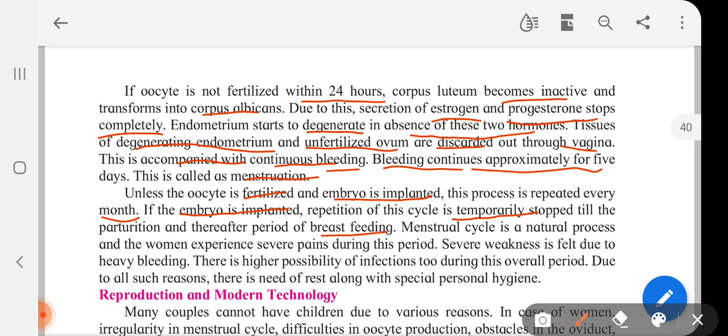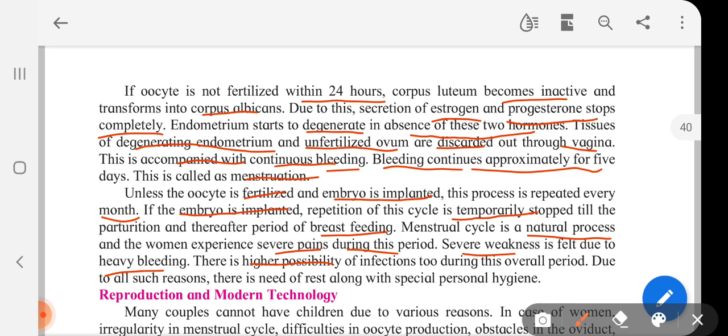The menstrual cycle is a natural process, and women experience severe pain during this period. Okay, this is a natural process and this leads to pain in the body of women. Severe weakness is felt due to heavy bleeding. As they are bleeding, weakness is found in them.